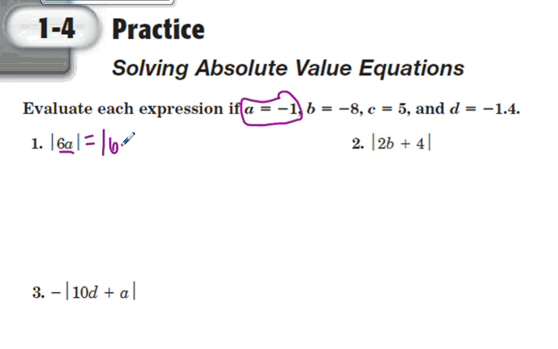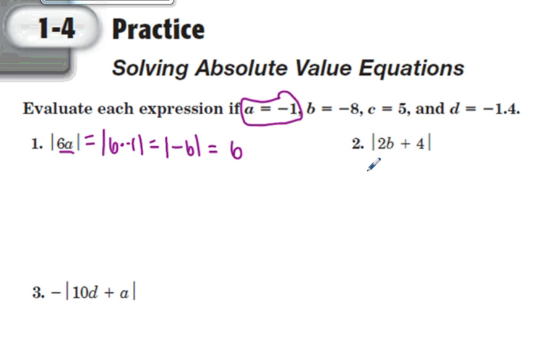Instead of 6 times a, I'm going to rewrite this with 6 times -1 in my absolute value bars. With absolute value bars, you always want to solve what's inside of the bars first. So we're going to get a -6 inside of my absolute value bars. Once you have your solution, then you can use the absolute value bars to change the sign. So the absolute value of -6 is +6.